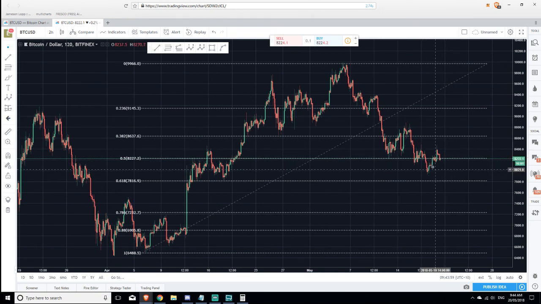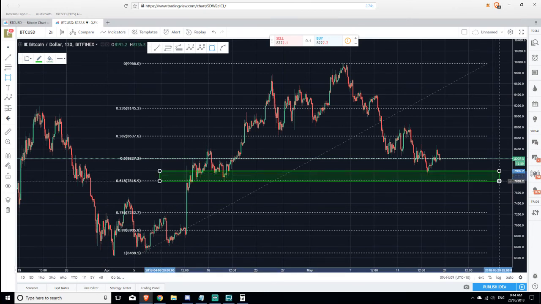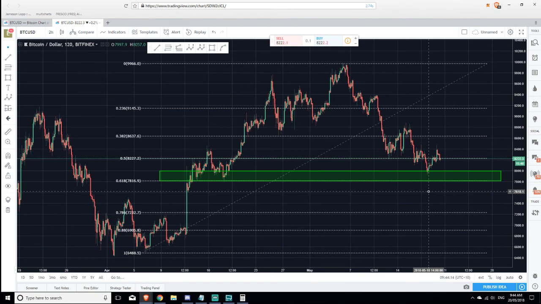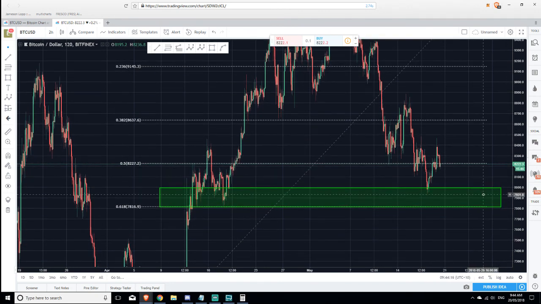I mean, we did very well considering that we almost got down to the 618. And I think I was telling people, you start opening up your buys just below 8,000 all the way down to about 7,800. That'll be a really reasonable buy zone. And we wicked into there.